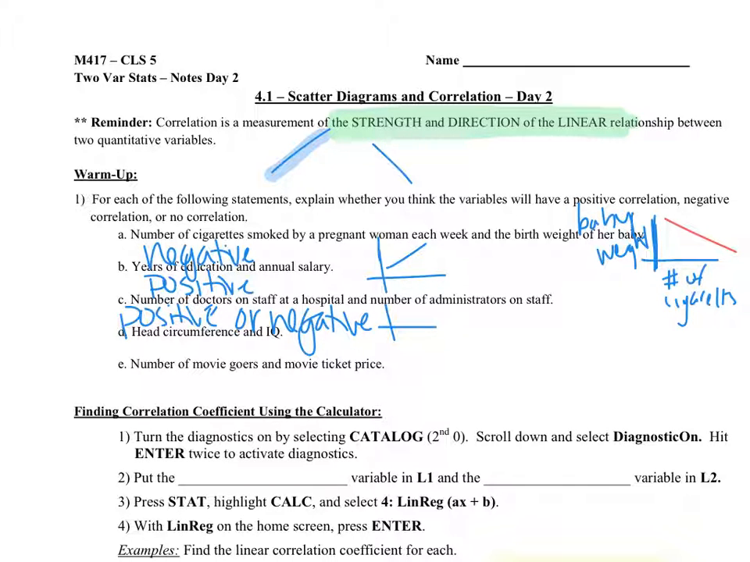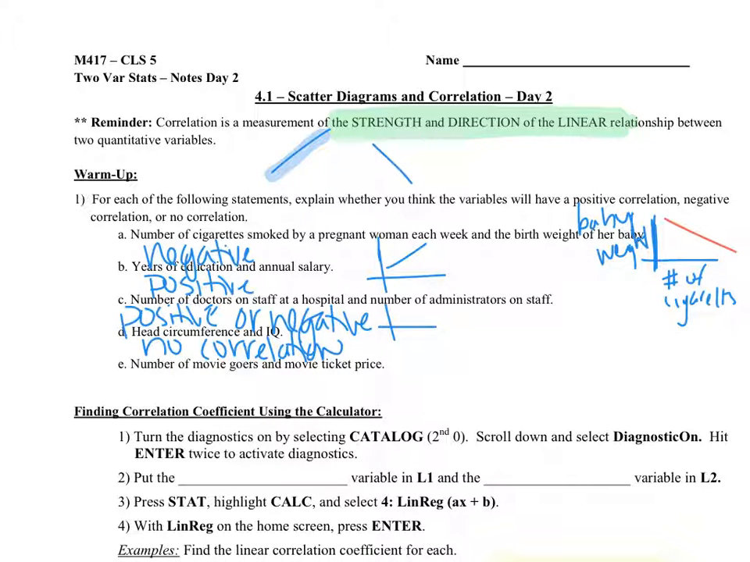Okay. Part D, head circumference and IQ. That's going to be no correlation. We couldn't really find a relationship between the head circumference and the IQ of a person.